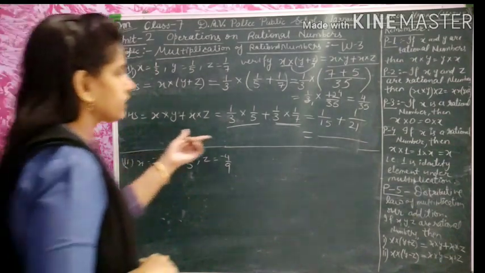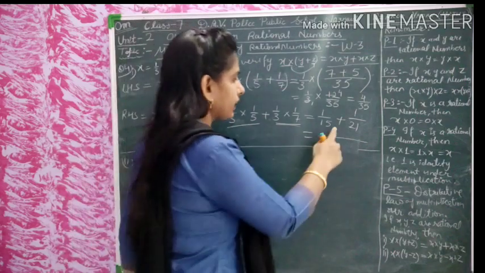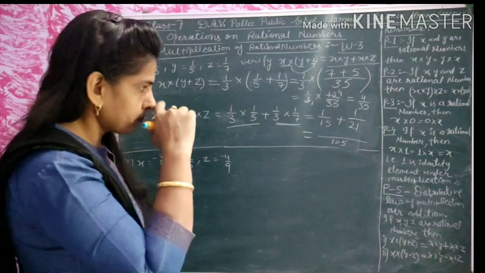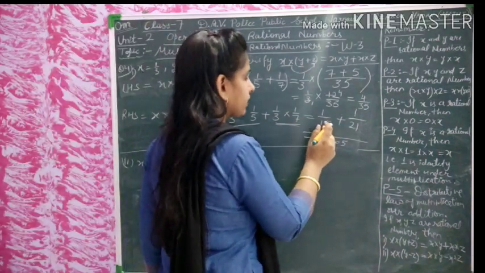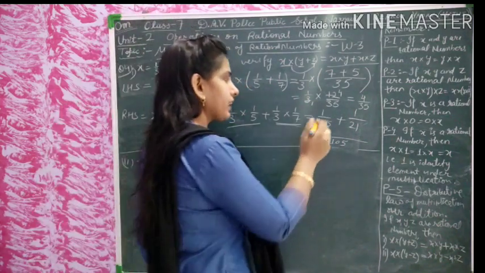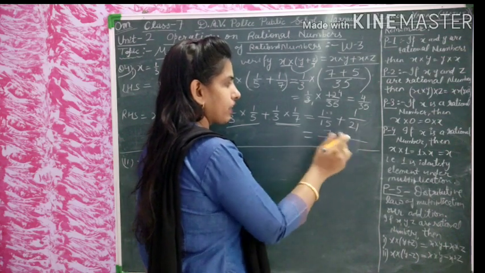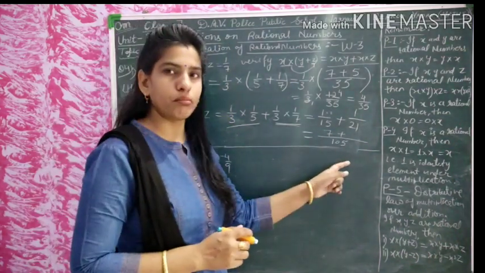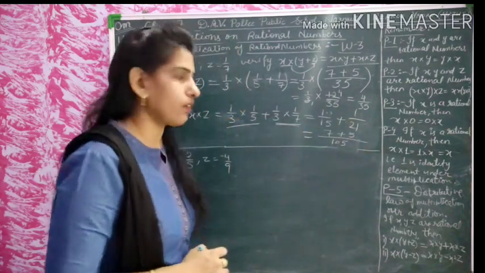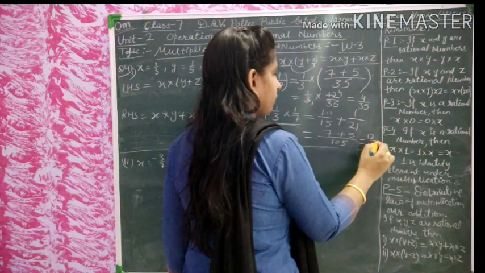Now students, you are seeing there is the number 1 by 15 plus 1 by 21. We are taking the LCM as 105, and now if we divide 105 by 15, we will get 7, and it is multiplying by 7, and plus after dividing by 21 we will get the number 5. So students, we are multiplying in the numerator, and we will get here 12 by 105.